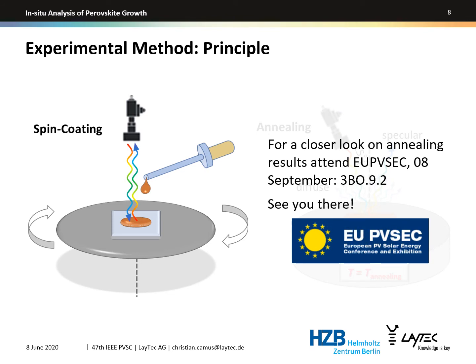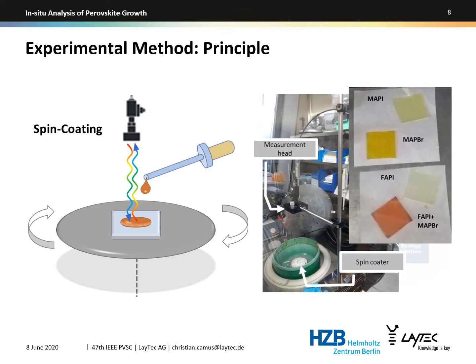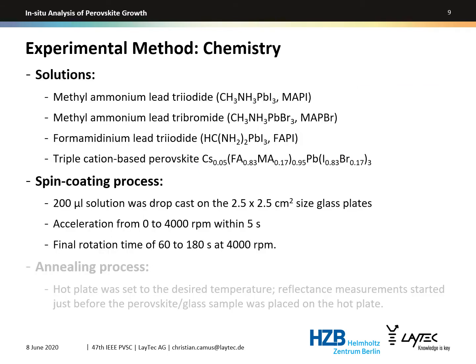And for spin coating, here's an image of our real-world apparatus that was used. As you can see, it's rather simple with a spin coater down here and the optical fiber head right above it. And you can also see the samples that were deposited in that process. We applied our method to very different solutions that are relevant in the technology today. The spin coating process employed an acceleration time from 0 to 4,000 RPM of 5 seconds, and the final rotation time was then in the range of some minutes.